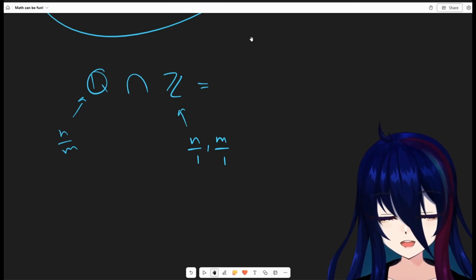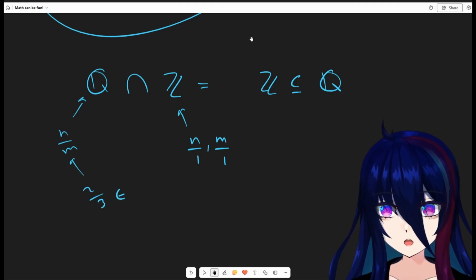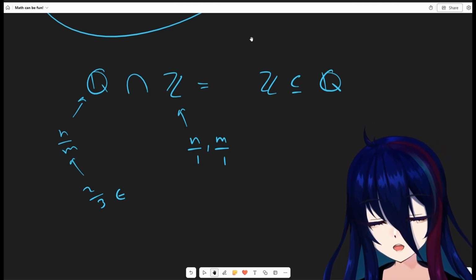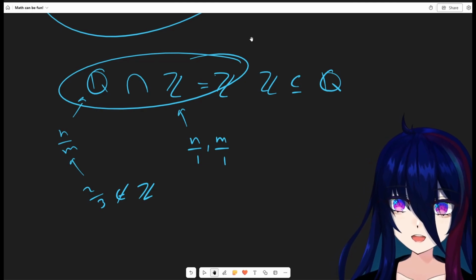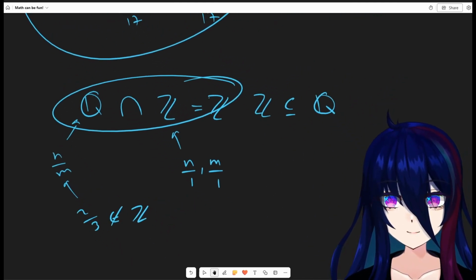So we know that Z is a subset of the rationals, but all of the rationals n over m, if that's 2/3, 2/3 is not an integer. Therefore, we can say that our intersection here is in fact just Z. We've intersected. It's all a little piece of it. All right, that gives us a good baseline to go off of. That's a good starting point.